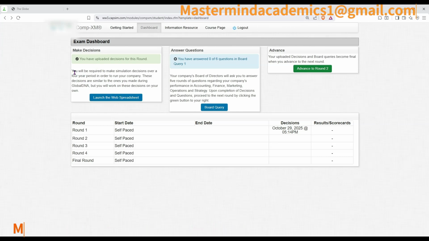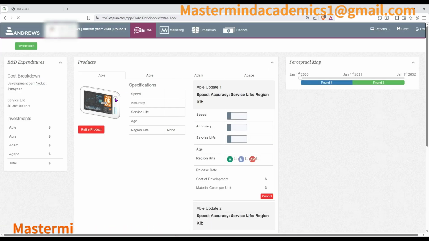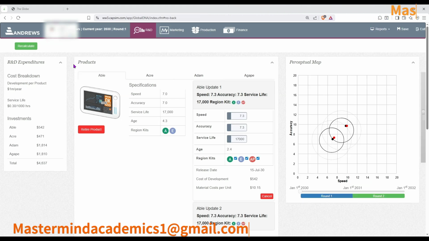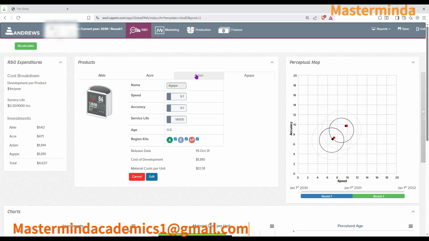So I'm going to launch the web spreadsheet, and after launching it, I had already made a draft, so we shall just work with the draft from the R&D to the finance department. So for me, I'm actually using 4 products. So initially we had 2 products, that's Able and Eka. Able is selling in the budget segment and Eka is selling in the performance segment. So I'm just going to use the 4 products. So I've introduced 2 more products, that's Adam and Agep.